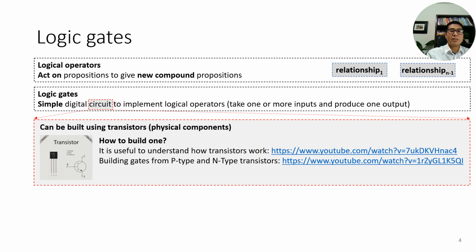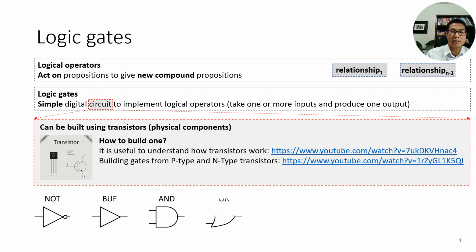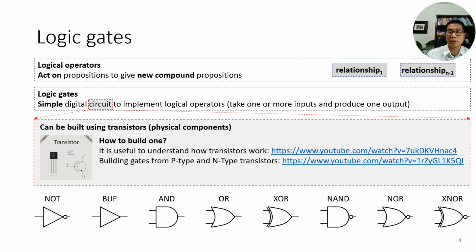In this case, we're going to learn the following gates. We'll learn the NOT gate, the buffer gate, the AND gate, the OR gate, the XOR gate, the NAND gate, the NOR gate, and the XNOR gate. You already learned the NOT operator. This gate is to implement the NOT operator. This gate is to implement the buffer operator. This gate is to implement the AND operator. This gate is to implement the OR operator, and so on and so forth.